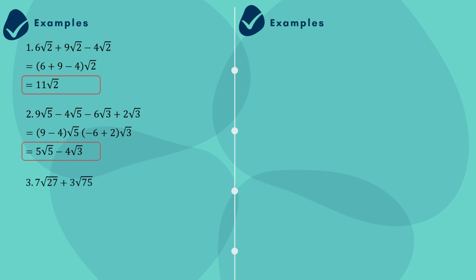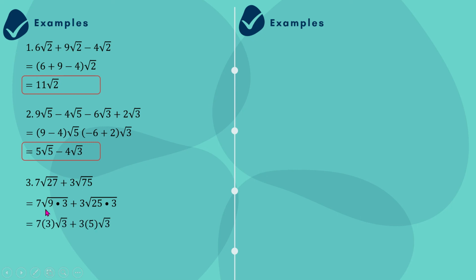Okay, number 3. 7 square root of 27 plus 3 square root of 75. Parehas lang square root pero ang mga radical nila lain-lain. So what shall we do? They can be factored out. So the factors of 27, ang perfect square is 9 times 3 since 9 is a perfect square. 75 as a factors of 25 times 3 since 25 is a perfect square.